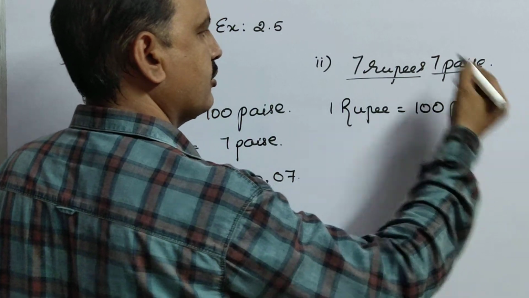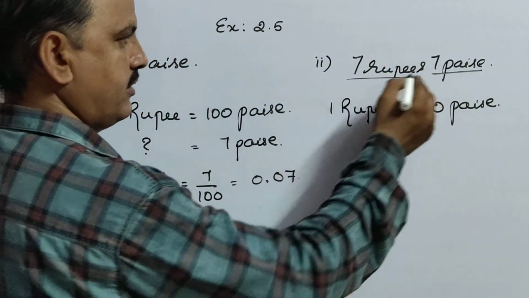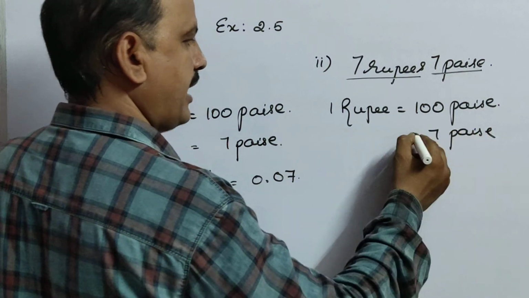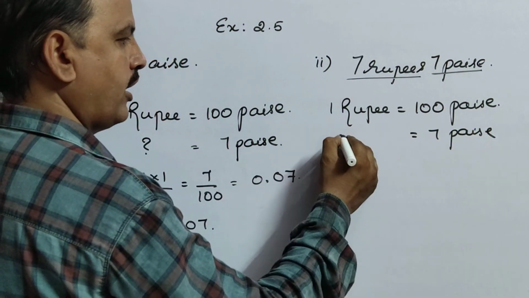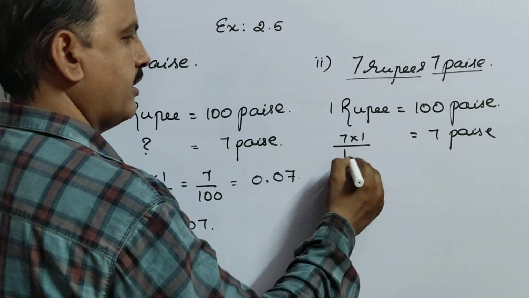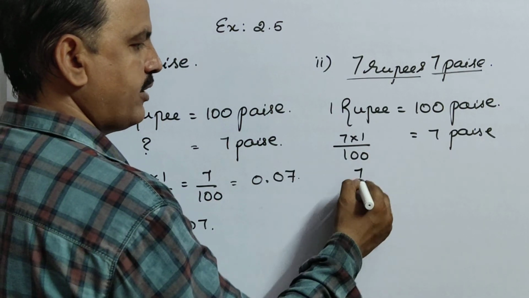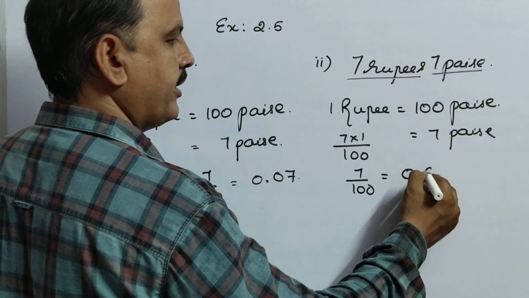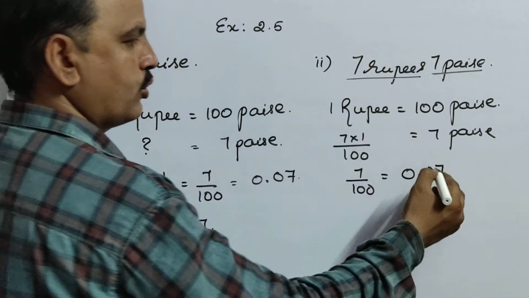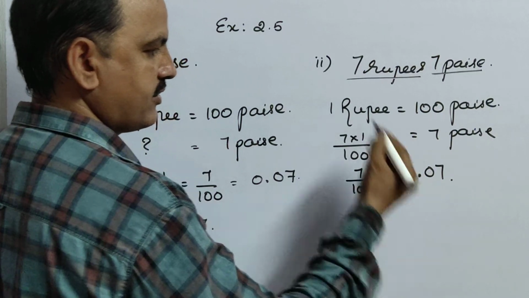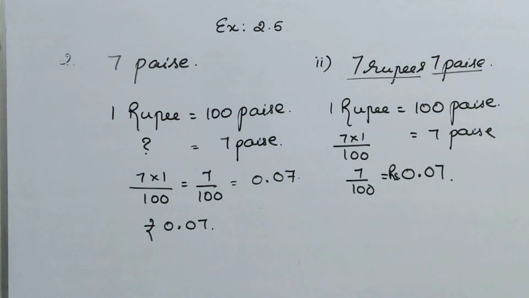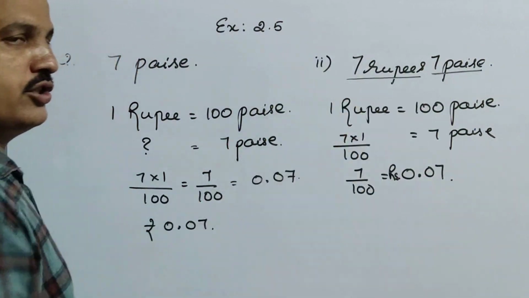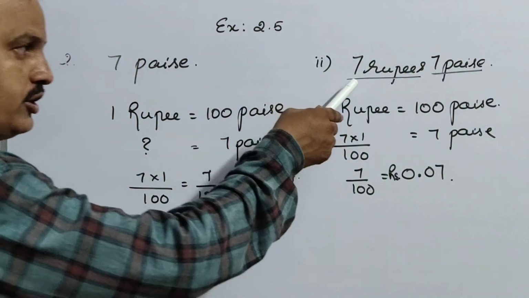1 rupee equals 100 paisa. Now, 7 paisa means what? As I told you just now, 7 into 1 by 100. So, that is 7 by 100, which is nothing but 0.07 rupees. You can write rupees here like this. So, rupees 0.07. What? 7 paisa. 7 paisa means 0.07, and it is already in rupees.